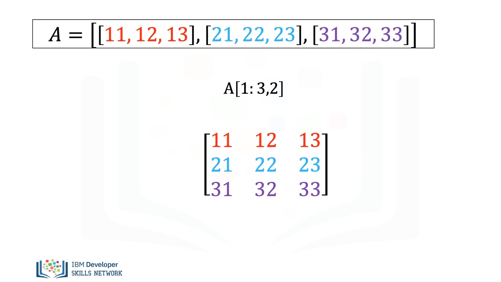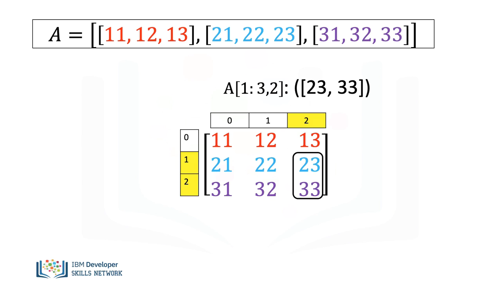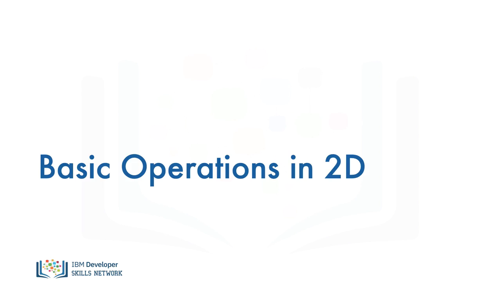Consider this example. The first index corresponds to the last two rows. The second index accesses the last column. Now, let's discuss some basic tensor operations in 2 dimensions. As before, the tensors must be of the same type. Let's start by adding 2 tensors.